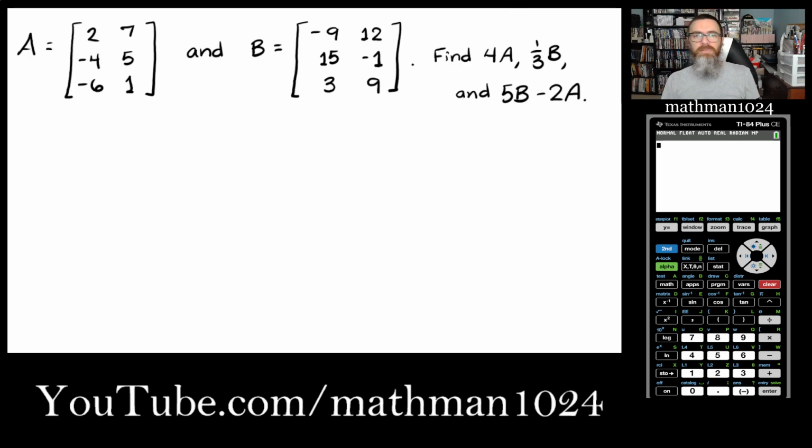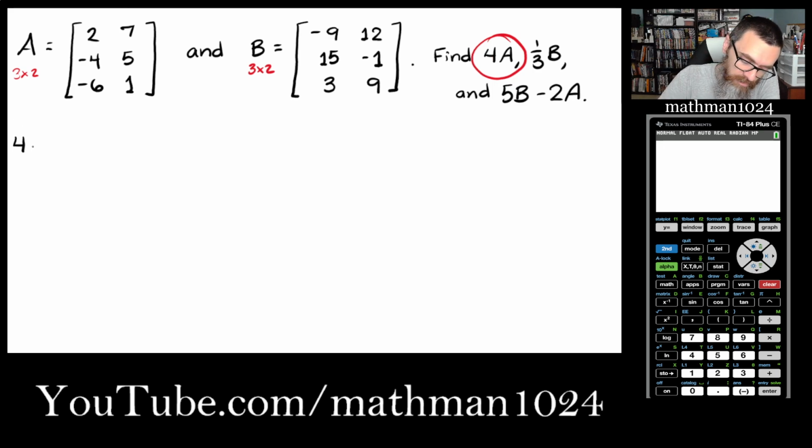So let's look at these two matrices. Both of these have the same dimensions. They are both 3 by 2 matrices because you have 3 rows and 2 columns. So that means that we can do addition and subtraction. Now, when it comes to multiplying, like what we have here for 4A, it doesn't matter what the dimension is because you're just dealing with matrix A.